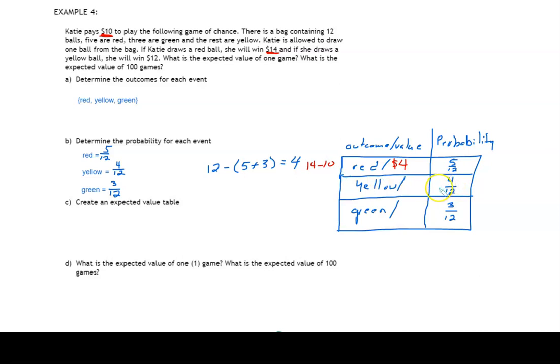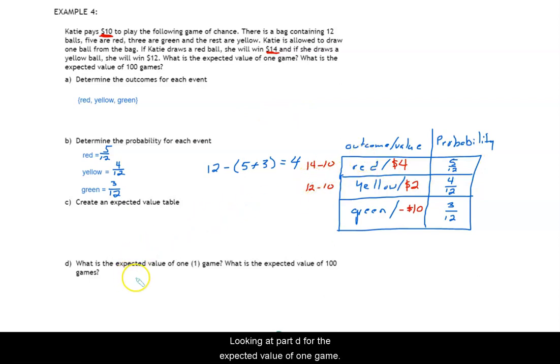Okay. For the yellow, if she draws a yellow, she'll win $12. So then we would do 12 minus 10. So her value for yellow would actually only be $2. Now if she draws a green, she doesn't win anything. She just loses everything she paid. So she had to pay $10. So that green would be a negative 10. So these would be our values for each of these. So be careful when you're paying that you take whatever you had to pay out of your winnings.